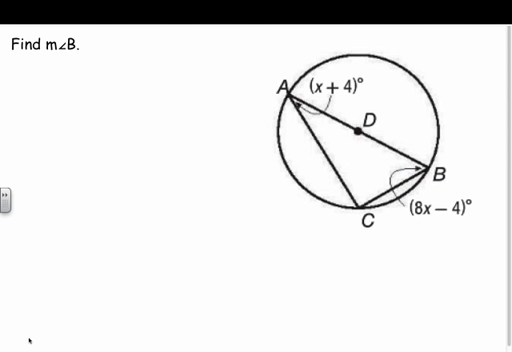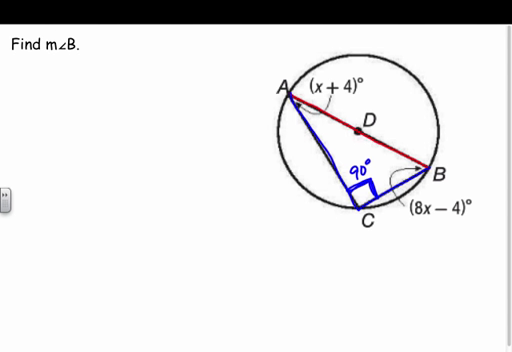So if I notice, here's my diameter, and I have an inscribed angle right there. So what do I know? Well, this arc is 180 right here. And so the inscribed angle has to be half that. And we just had that theorem, so I know this is a right angle. I know this is 90 degrees.